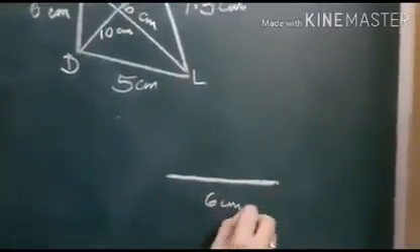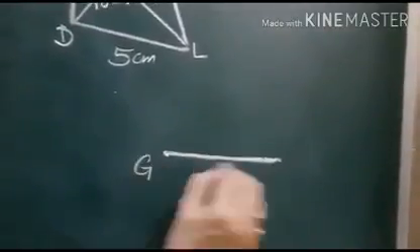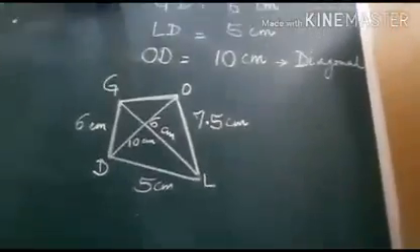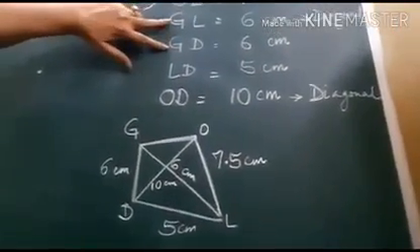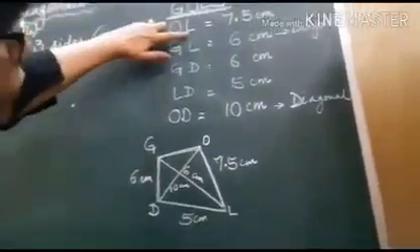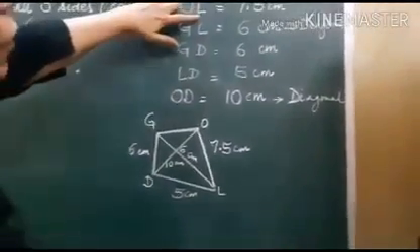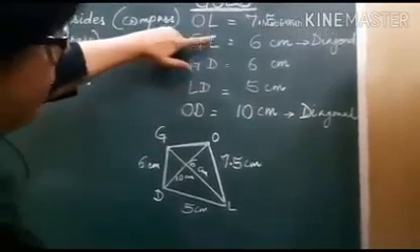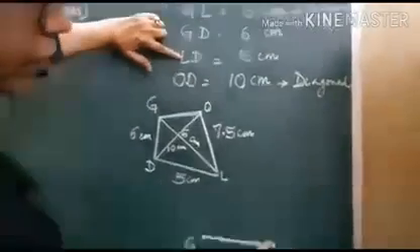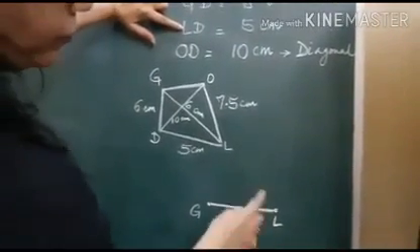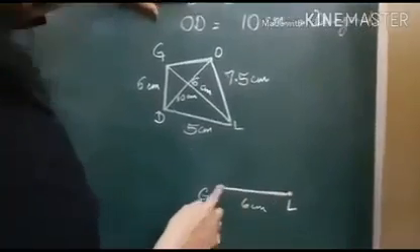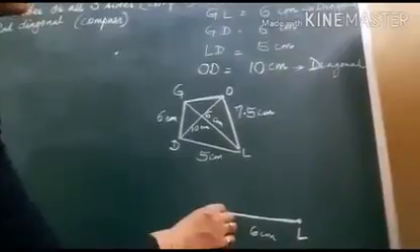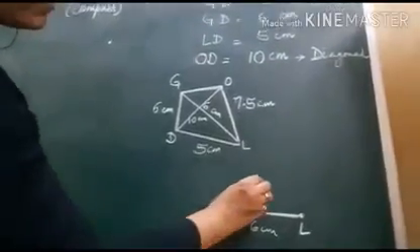Don't forget to mark the points G and L, because we have to draw our sides from here. Now from G you get two sides, GL and GD, and from L you have three sides: OL, GL, and LD. So from L we can make three sides, and from G we will get one side. We will draw from G the side GD, which is 6 centimeters.